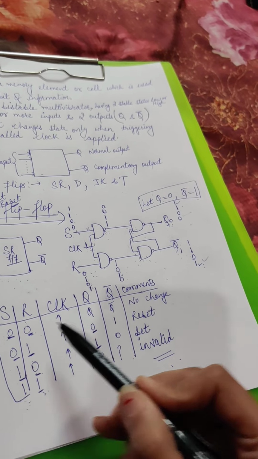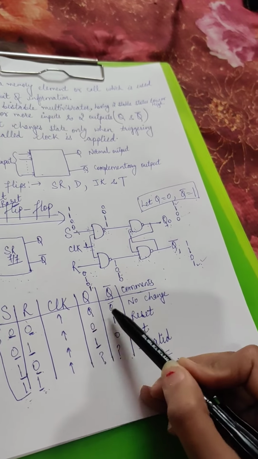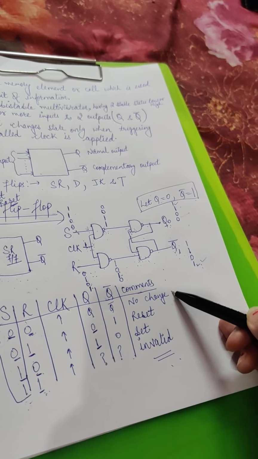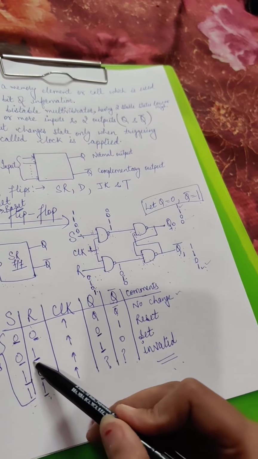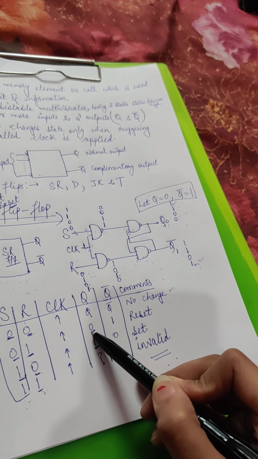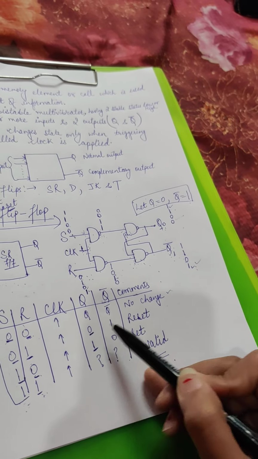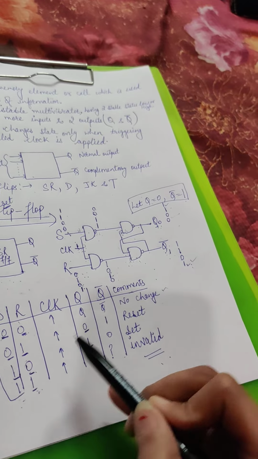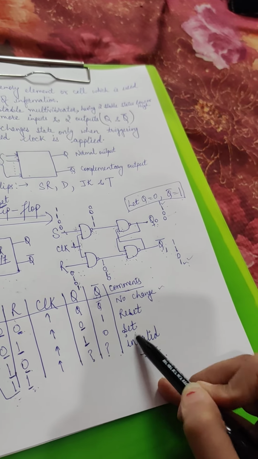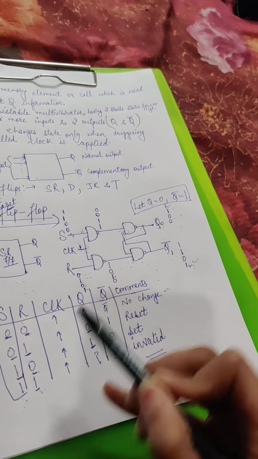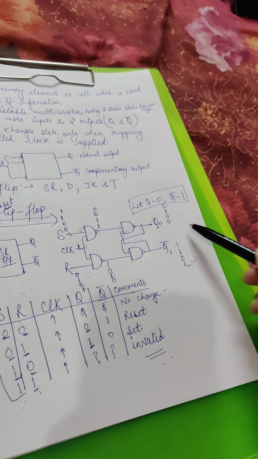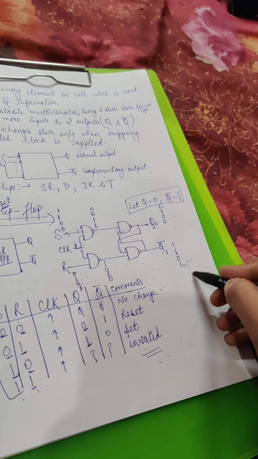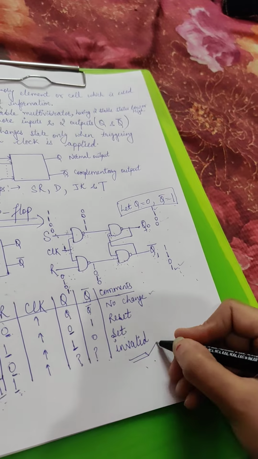फर्स्ट केस 0 0 के लिए हमारे पास आउटपुट आ रही है सेम Q एंड Q बार, दैट मीन्स नो चेंज. फॉर सेकेंड इनपुट 0 1 हमारे पास आउटपुट 0 ही आ रही है Q पे, दैट मीन्स रीसेट. 1 0 के लिए Q पे 1 ही आ रहा है, दैट इज सेट. एंड फॉर 1 1 व्हेन बोथ इनपुट्स आर 1, आउटपुट विल बी सेम, बट दैट कंडीशन इज नॉट पॉसिबल, so it is invalid.